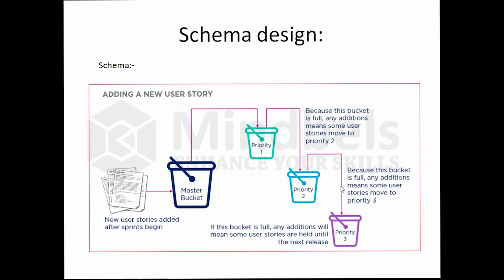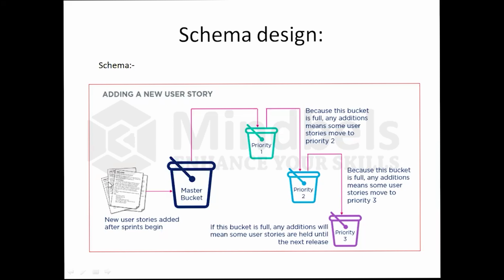Now, if you look at adding a new user story, how does this process go? In the Anaplan model building process, we follow the agile process. Agile means sprint planning. The build goes sprint by sprint, so in the first sprint the first priority goes, then in the second sprint the second priority, then the third sprint the third priority, and so on.